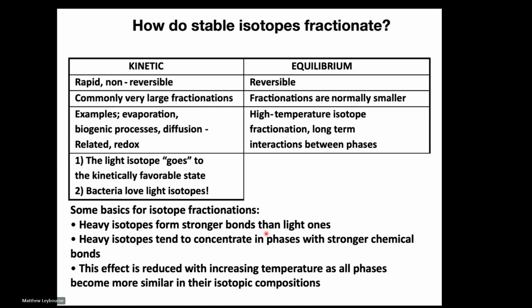So in a basic sense, heavy isotopes form stronger bonds than light ones, so they're harder to break. That's why bacteria love light isotopes. Heavy isotopes tend to concentrate in phases with stronger chemical bonds, and this effect is reduced with increasing temperature, as all phases become more similar in their isotopic composition as we increase temperature towards magmatic values.